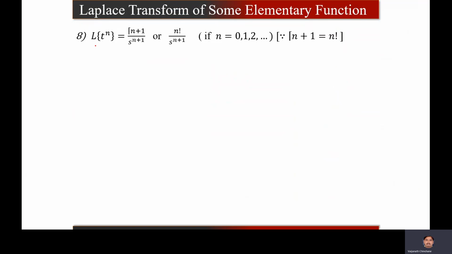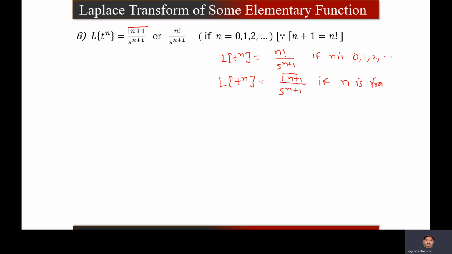And now the next one is Laplace transform of t raised to n, equal to gamma of n plus 1 upon s raised to n plus 1, or n factorial upon s raised to n plus 1. Actually, L of t raised to n is equal to n factorial upon s raised to n plus 1 if n is 0, 1, 2 and so on, and L of t raised to n is equal to gamma of n plus 1 upon s raised to n plus 1 if n is fractional.